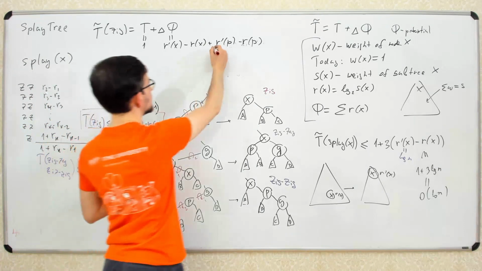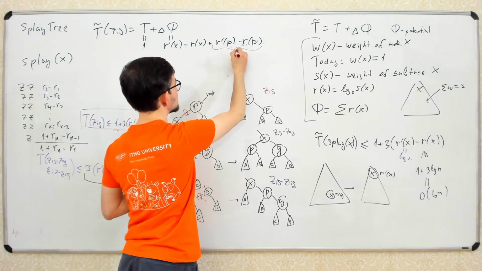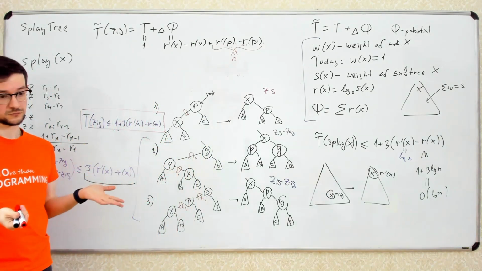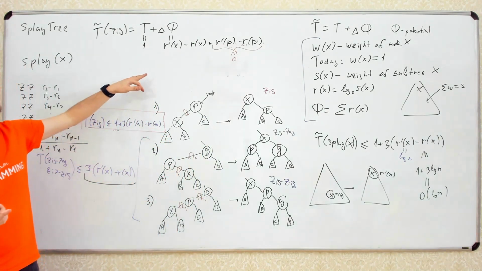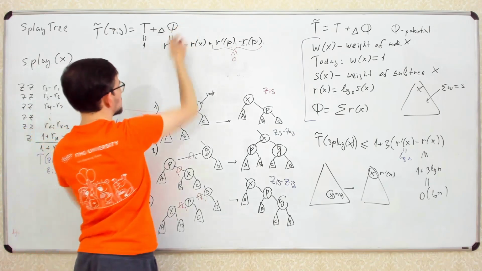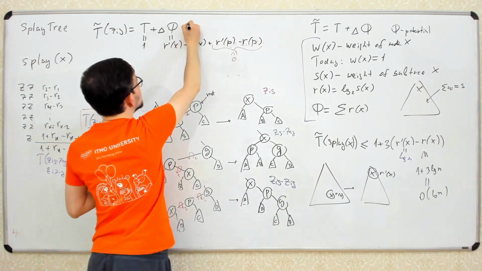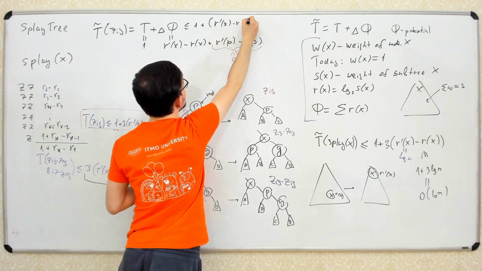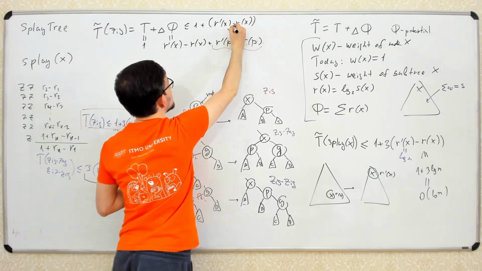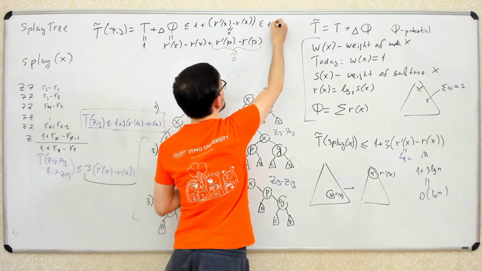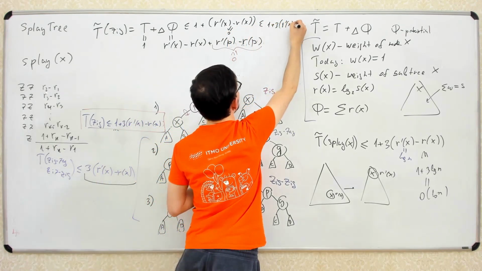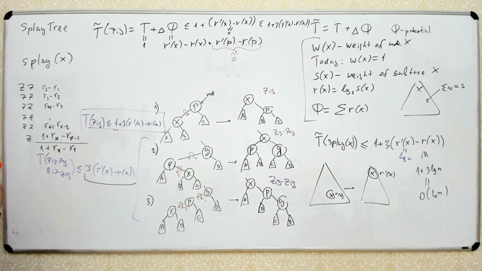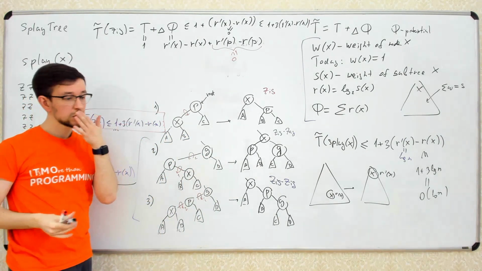Now I just claim that this difference is less than zero. So this is no more than 1 plus x minus x. And since this is greater or equal than 0, it is no more than 1 plus 3x minus 0. Good enough. So it's simple.